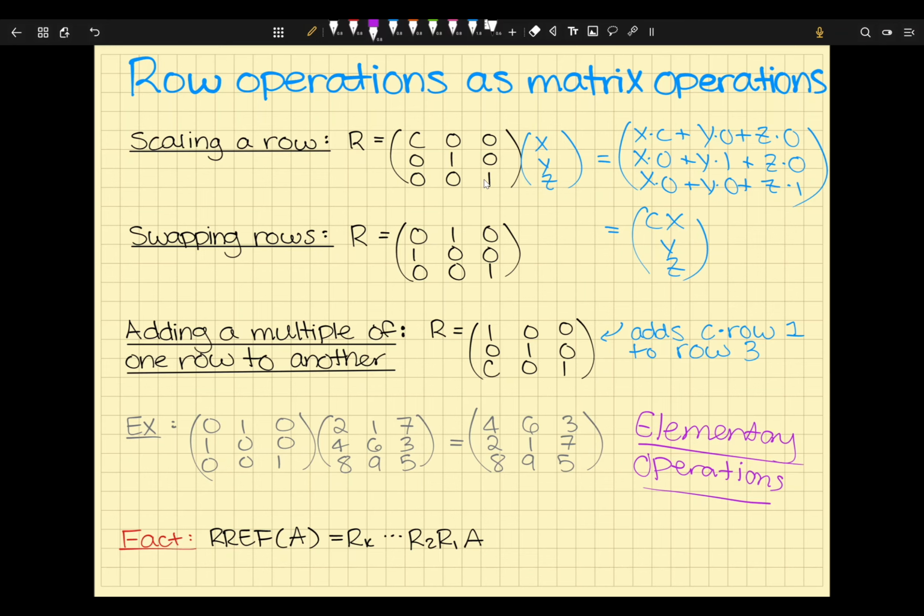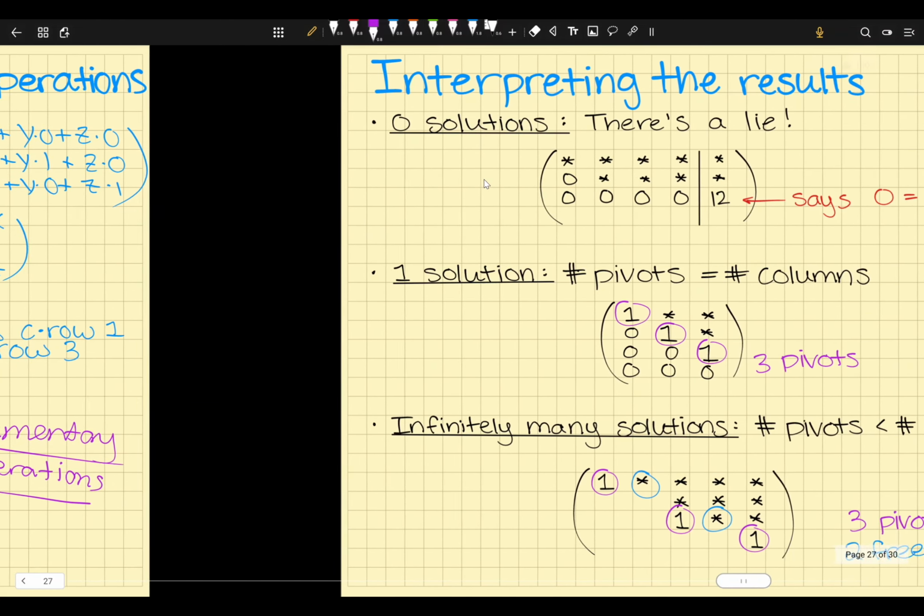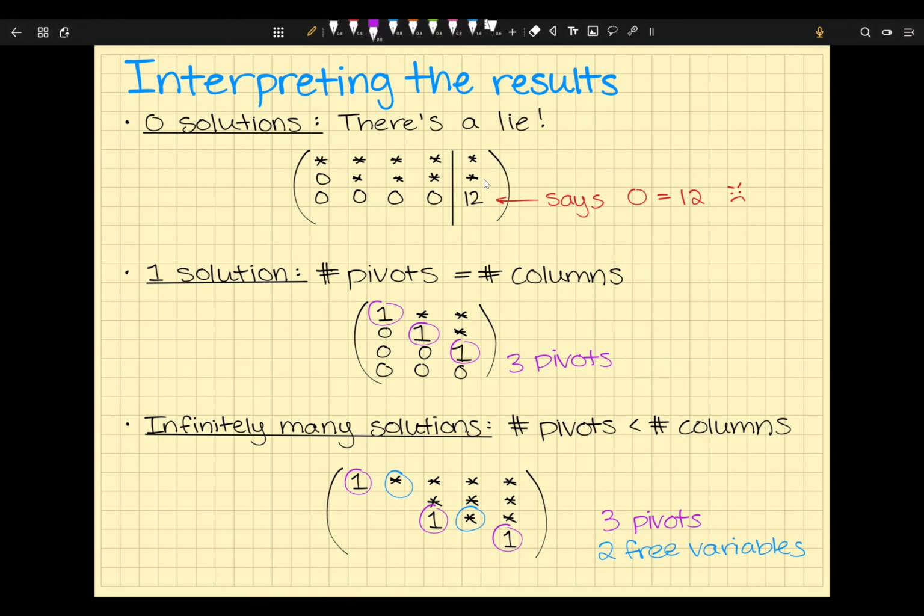All right, so traditionally, this is how you are introduced to matrices. But all of that was just a little bit of a detour. Now let's get back to our linear system. We've figured out our algorithm to bring it into row echelon form, and now we need to look at the results. How many solutions do we have?